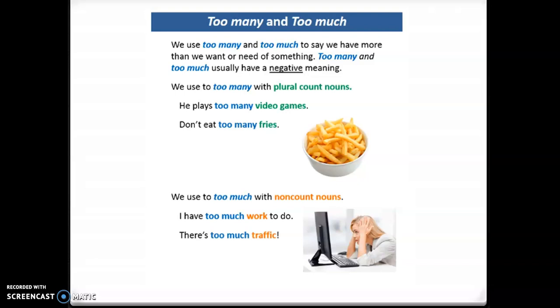We use too many with plural count nouns. He plays too many video games. Don't eat too many fries. Here you can see video games and fries are plural count nouns. We use too much with non-count nouns. I have too much work to do. There's too much traffic. Here you can see work and traffic are singular non-count nouns, and therefore too much must be used.